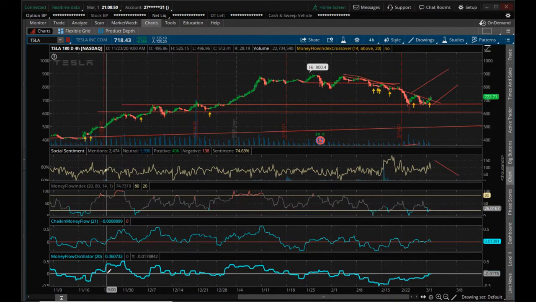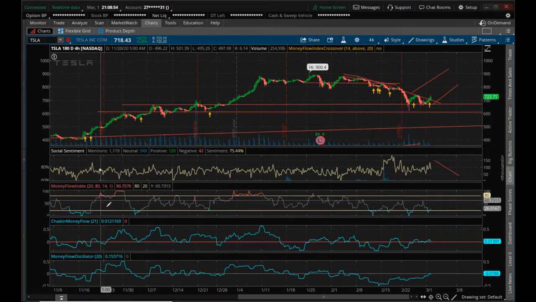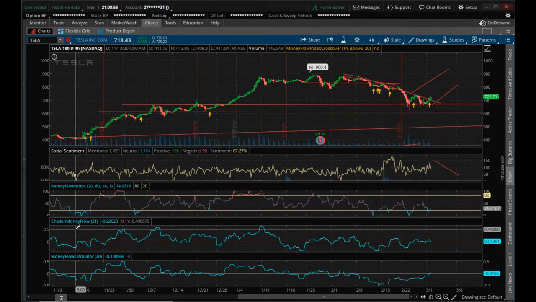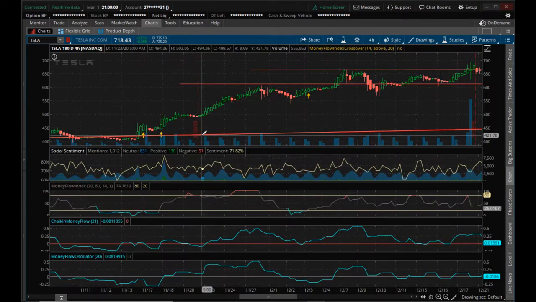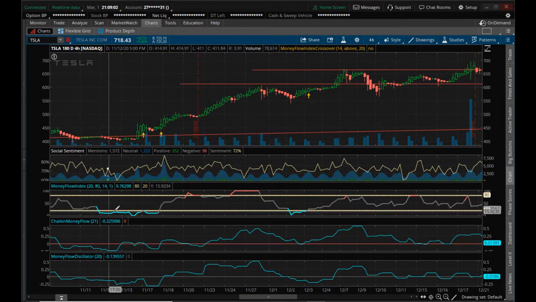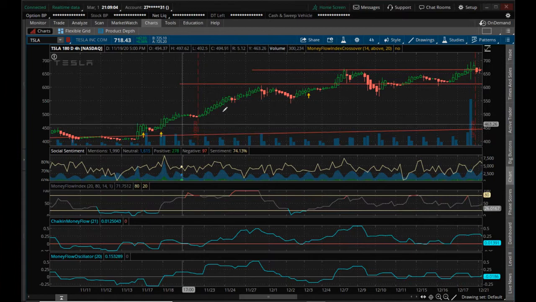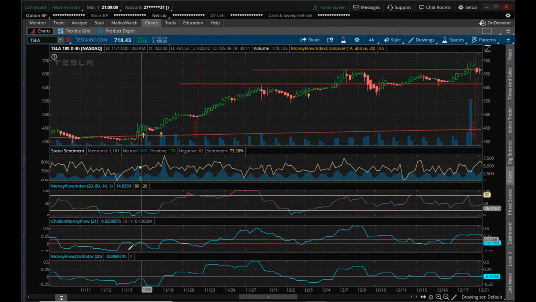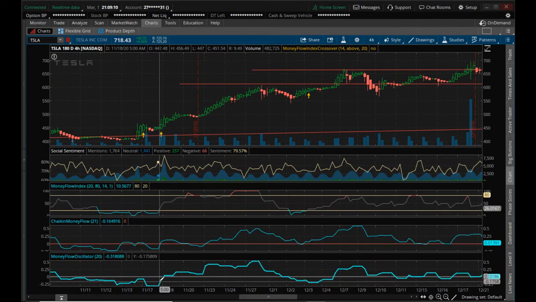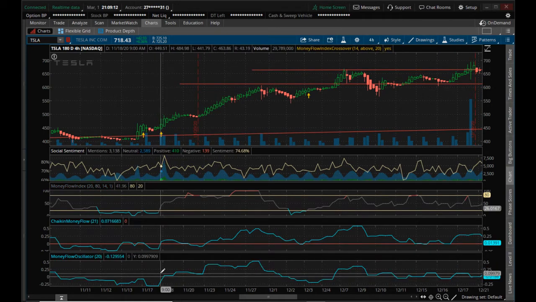Now we've got the money flow oscillator, the money flow index, and the Chaikin money flow. Let's just see what happens on each of them before price takes a run. This one goes above zero. This one's still below zero, and then here it starts to take off, kind of with this one and this one.